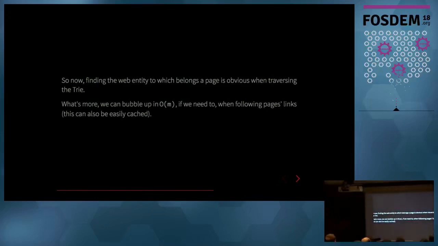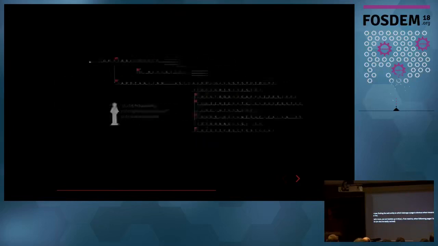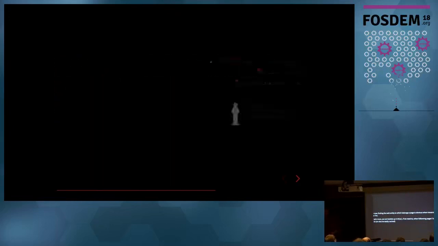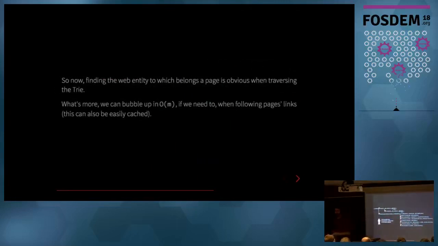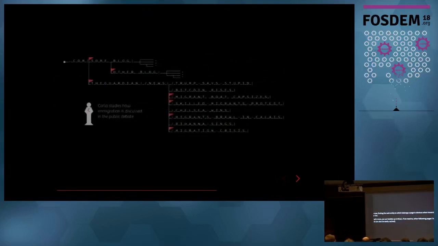Yeah, so now finding the web entity to which a page belongs is obvious when we traverse. And what's more, if we bubble up, for instance, if you go from the link to the target of the link, you will arrive somewhere here. Well, you just have to bubble up towards the nearest flag, and you know which is your web entity. Actually, we don't do that because we don't need to, but it's an efficient possibility. And this, of course, can also be cached in RAM if we need to speed up computations.